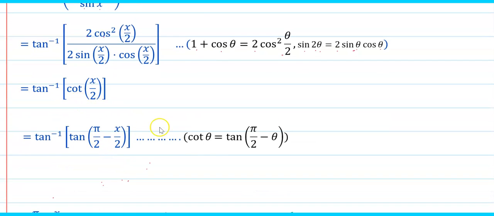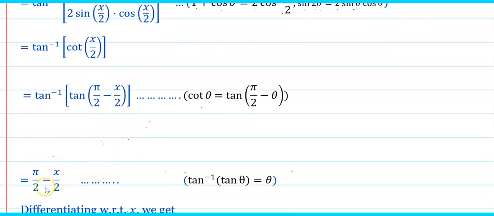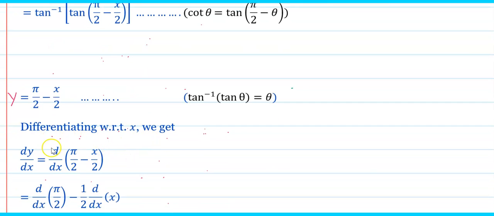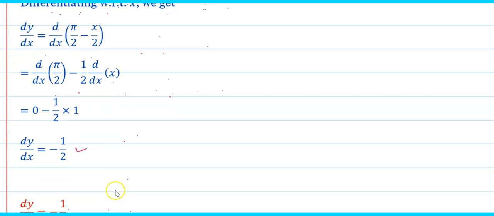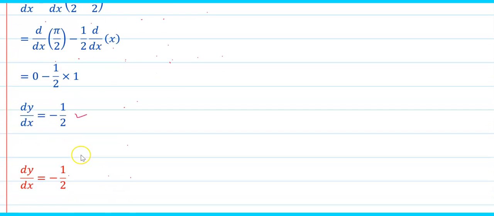Convert this cot in terms of tan. Cot of theta is equal to tan of pi by 2 minus theta. Tan inverse of tan of pi by 2 minus x by 2. Then you will get pi by 2 minus x by 2, and this is the y. Again, differentiate this with respect to x. d by dx of pi by 2 minus x by 2. Derivative of pi by 2 is 0. X by 2, derivative of x is 1, 1 into 1 upon 2. Overall you will get minus 1 upon 2, and hence dy by dx is equal to minus 1 upon 2.